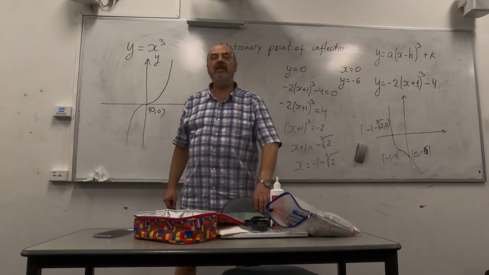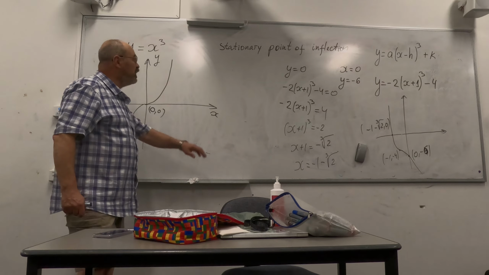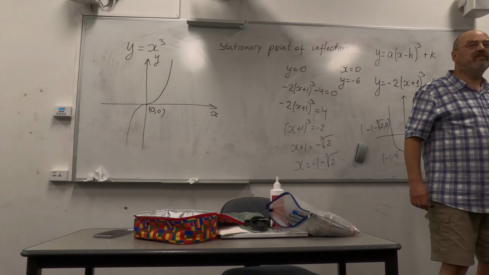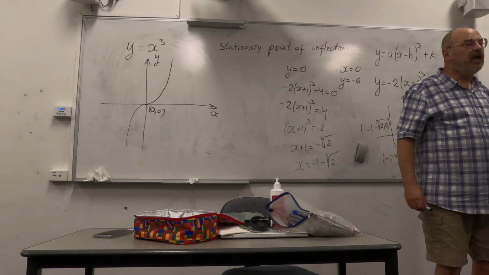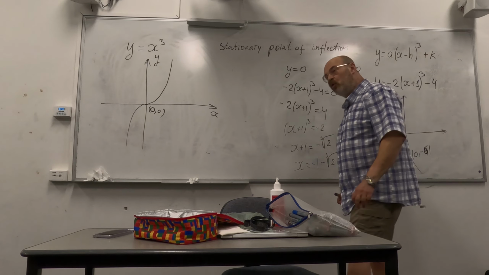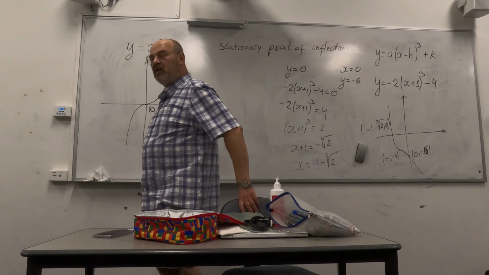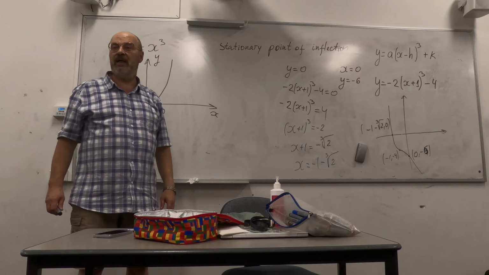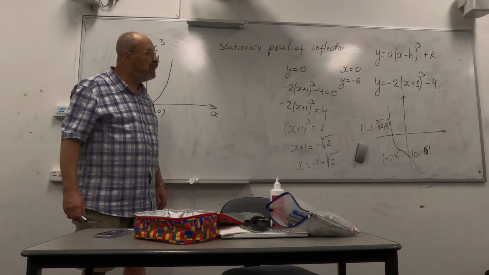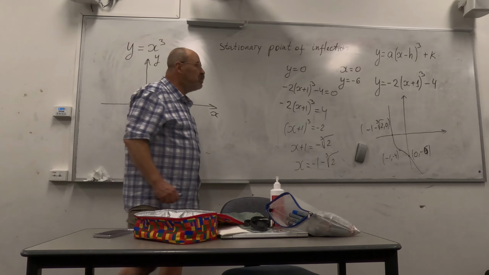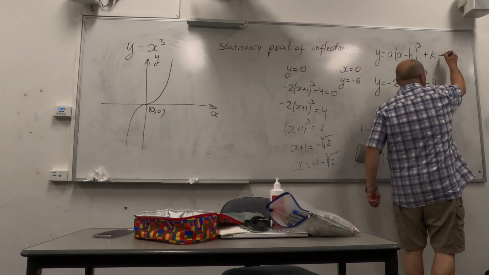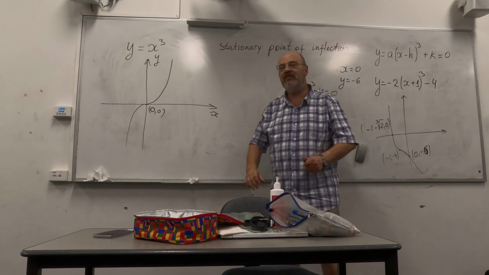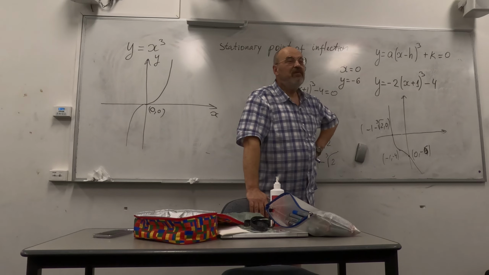When the cubic graph is in this form, how many x-intercepts will it always have? 1. It is impossible for a cubic not to have any x-intercepts. And when the cubic can be made in this form, it will have 1 x-intercept. So the equation of this equals 0, how many solutions will it have? One solution.